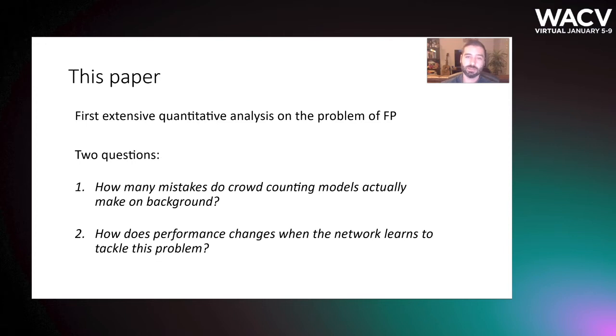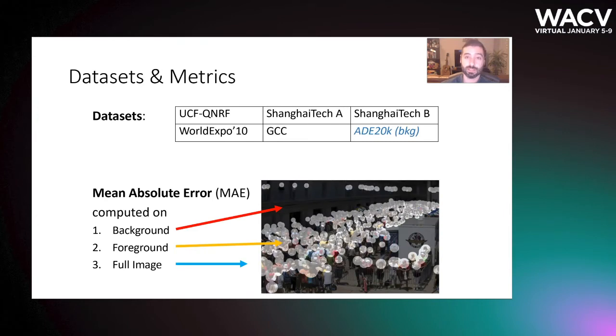So in this paper we focus on this problem of mistakes on background and present an extensive quantitative analysis on it. Specifically, we focus on two questions. How many mistakes are actually made, and can we help crowd counting networks not make these mistakes? We present our analysis on 6 datasets. 5 are popular crowd counting datasets, and 1 is a pure negative dataset that doesn't contain any person.